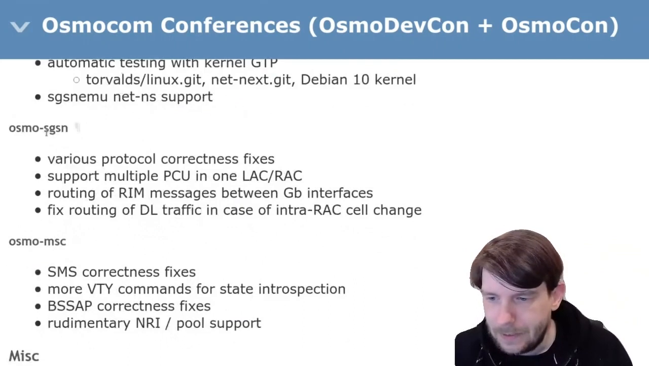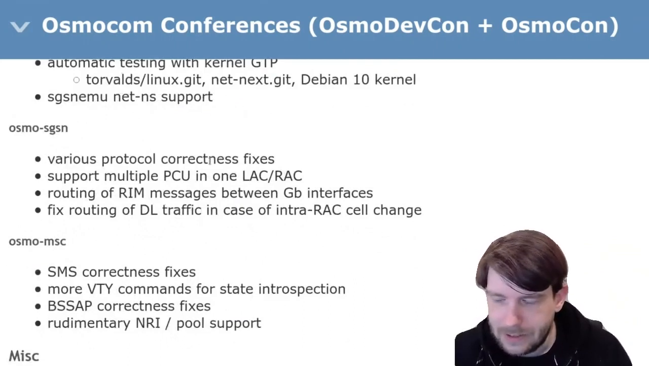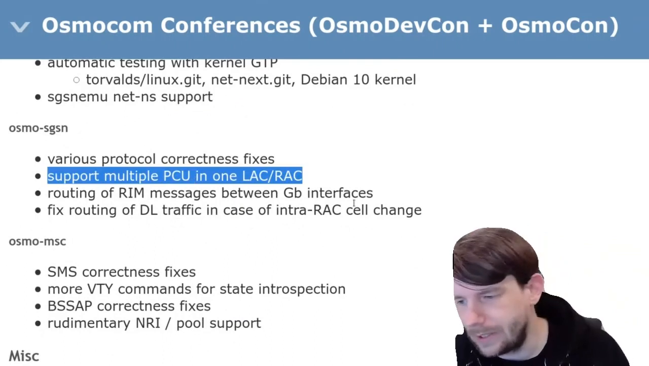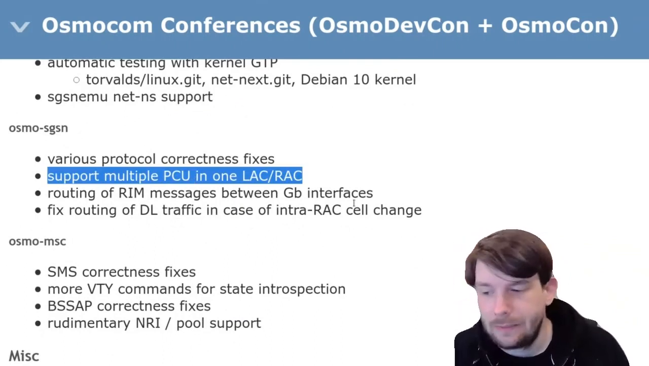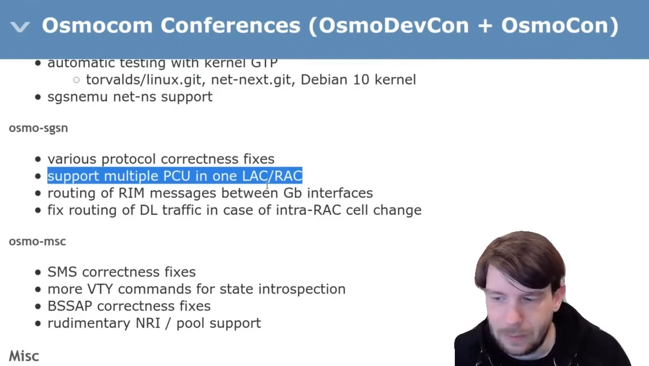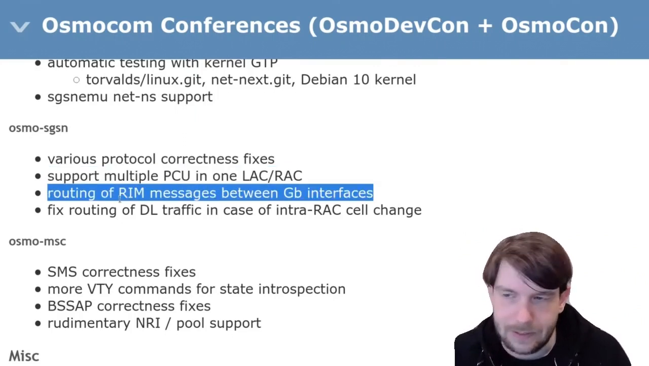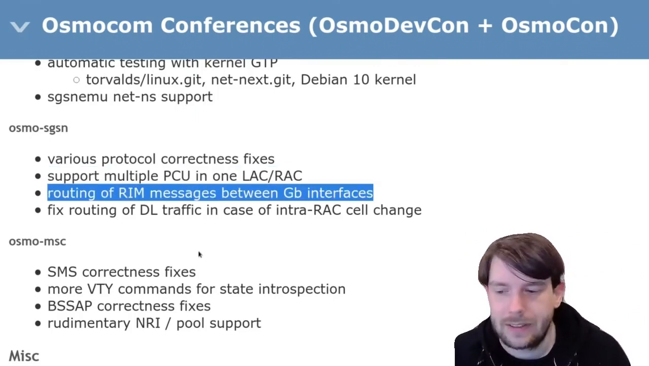The SGSN has been receiving lots of protocol correctness fixes. We now also support multiple PCUs in one location area code or routing area code, meaning that paging messages need to be broadcast to these different PCUs. We have routing of RIM messages, again related to network-assisted cell change. That's a requirement there.